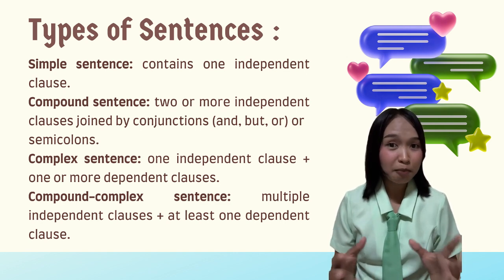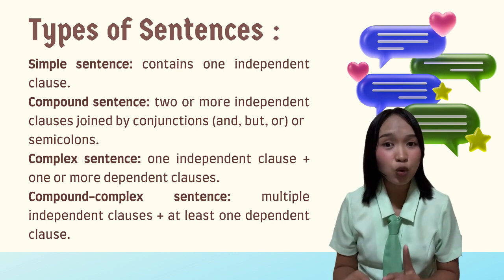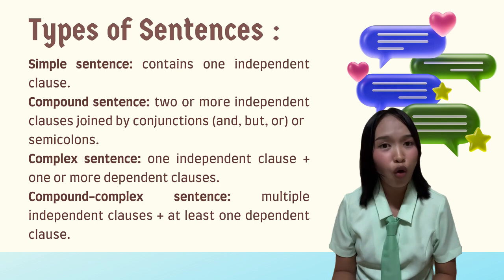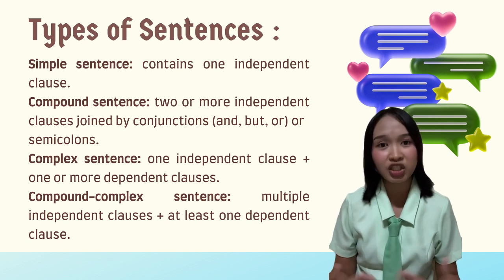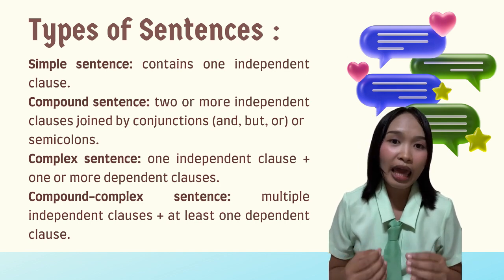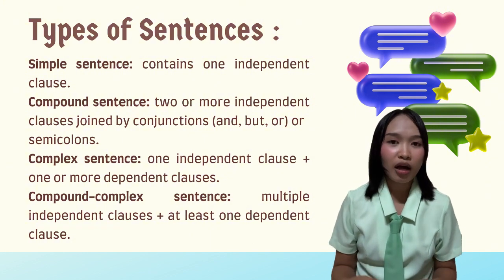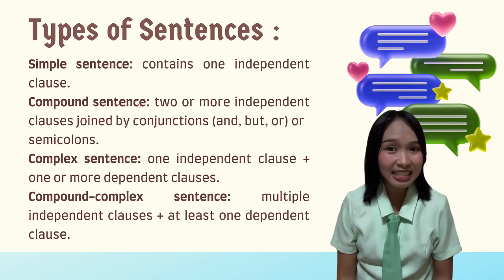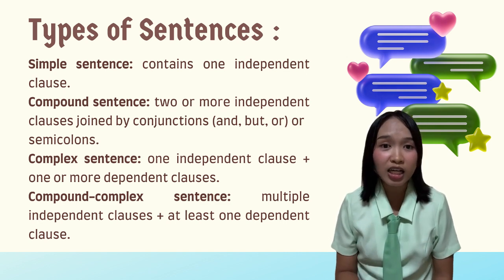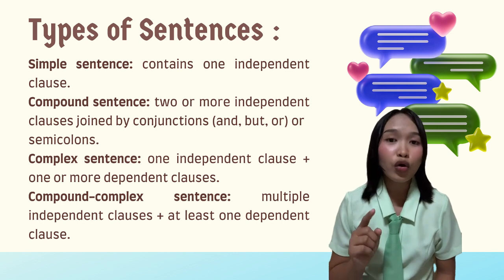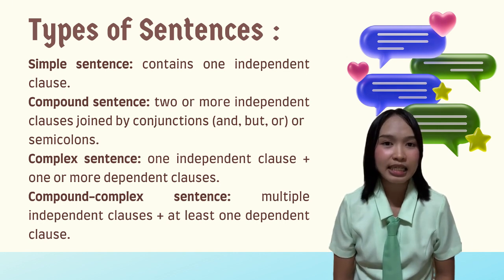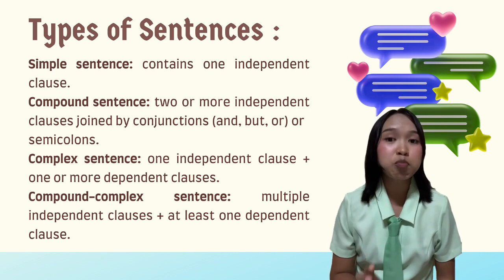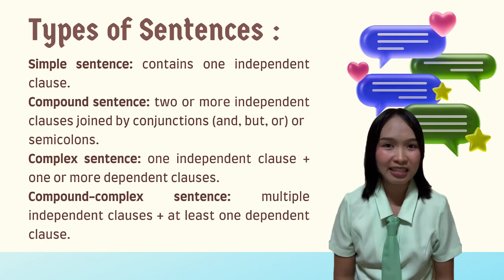First, a simple sentence contains one independent clause. Compound sentence: two or more independent clauses joined by conjunctions, such as and, but, and or, or semicolons. Complex sentence: one independent clause plus one or more dependent clauses. Compound-complex sentence: multiple independent clauses plus at least one dependent clause.